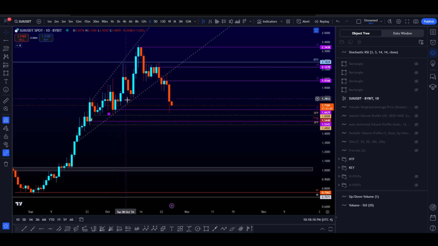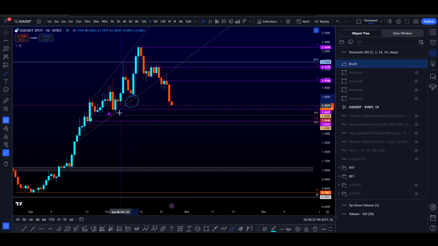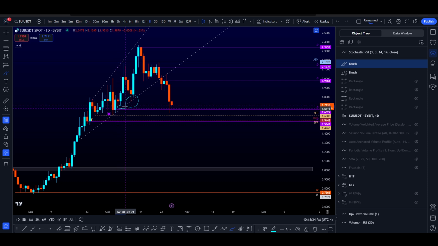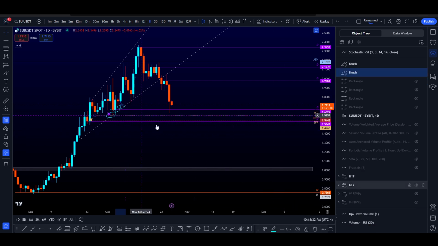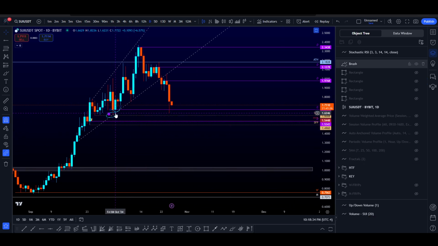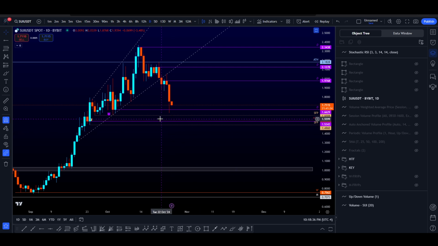So keep in mind, liquidity is being built around here. It's being built down here. It's being built down here. And what happened? Price came down, took out this liquidity. Took out this liquidity too as well. And took out this liquidity. So if it's not enough liquidity, it's going to try to find some more. And the remaining liquidity, let's see here, sits right below this low.